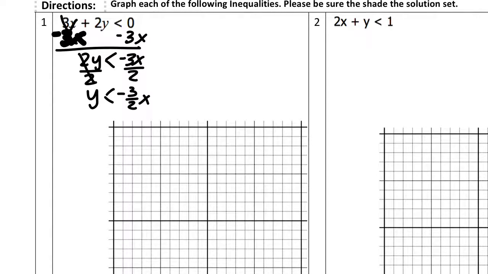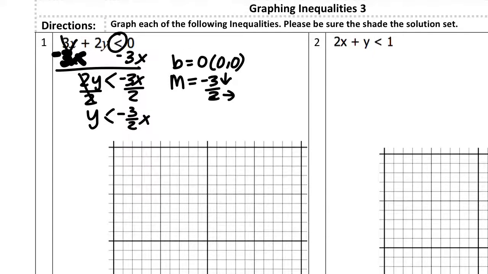Since I don't have a b value, I recognize that my b value is actually 0, which means my graph starts at the point 0, 0. I can also see that my slope m is negative 3/2. This means that from that b value point, I'm moving down 3 and over 2. The last piece of information I need in order to correctly graph this inequality is to decide whether this is a dashed or solid line. This is a strictly less than symbol, so this is a dashed line.